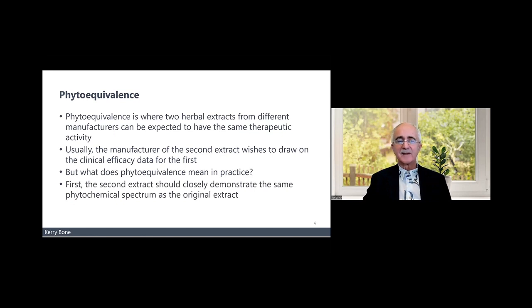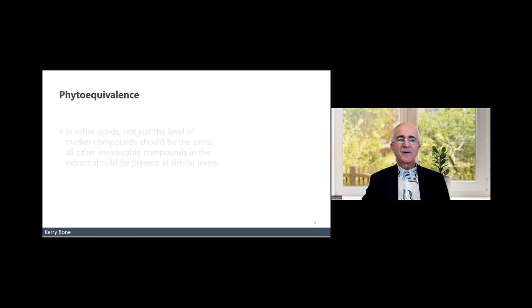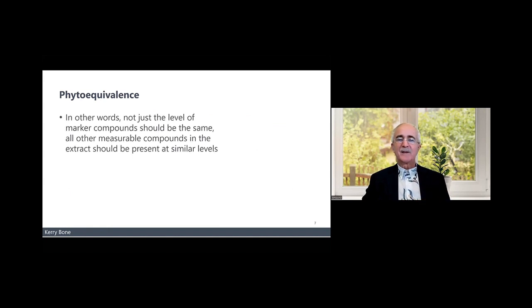At the very least, the second comparative extract should closely demonstrate the same phytochemical spectrum as the original extract. Not just the marker compounds, but hopefully the full phytochemical spectrum that you can see, for example, on a high-performance liquid chromatography trace. So in other words, not just marker compounds should be the same, all other measurable compounds in the extract should, as far as we can determine, be present at similar levels.